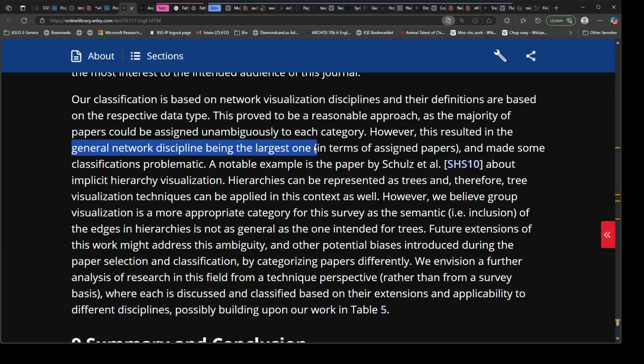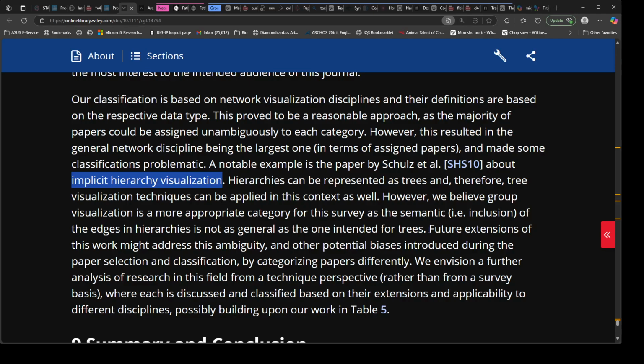classifications problematic. A notable example is the paper by Schultz et al., SHS 10, about implicit hierarchy visualization. Hierarchies can be represented as trees and, therefore, tree visualization techniques can be applied in this context as well. However, we believe group visualization is a more appropriate category for this survey, as the semantic, i.e. inclusion, of the edges in hierarchies is not as general as the one intended for trees.